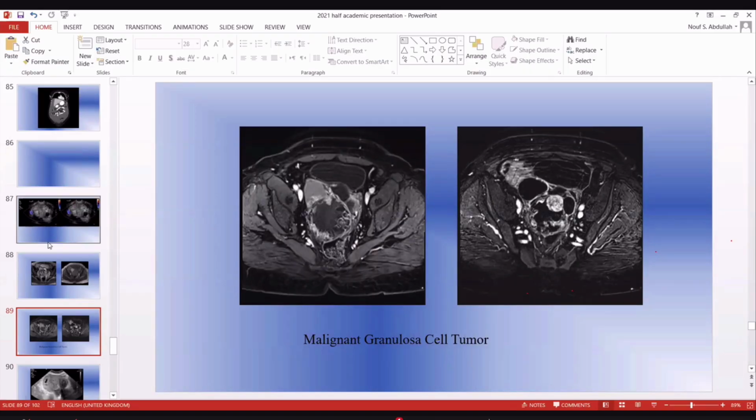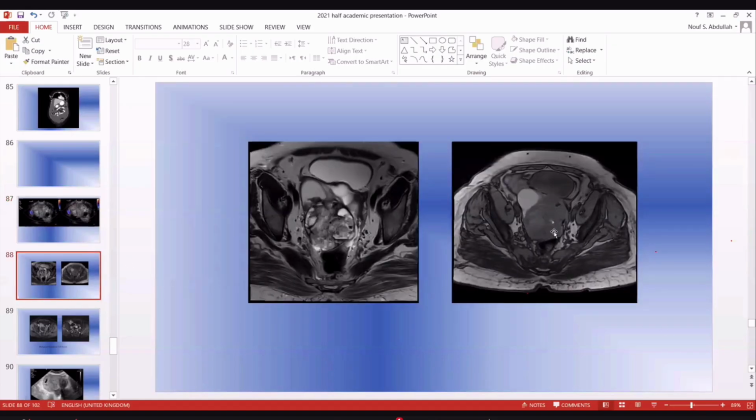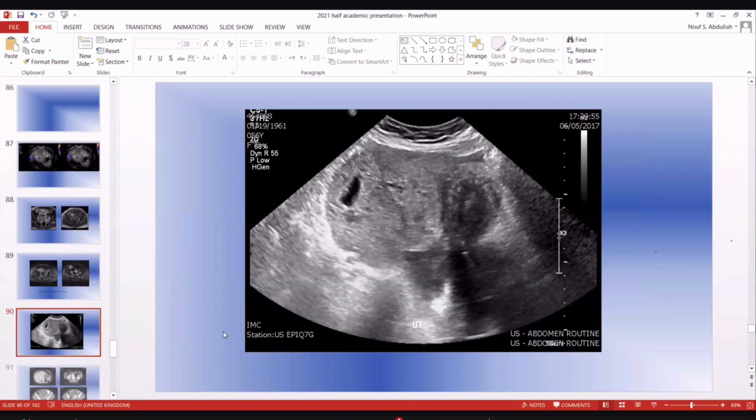So if I combine the findings from ultrasound and MRI, I was looking at what looks like a solid lesion with some cystic changes, and it does have some hemorrhagic component. So the lesion that can give all of these features is a granulosa cell tumor, because it tends to be hemorrhagic and solid, strongly enhancing.